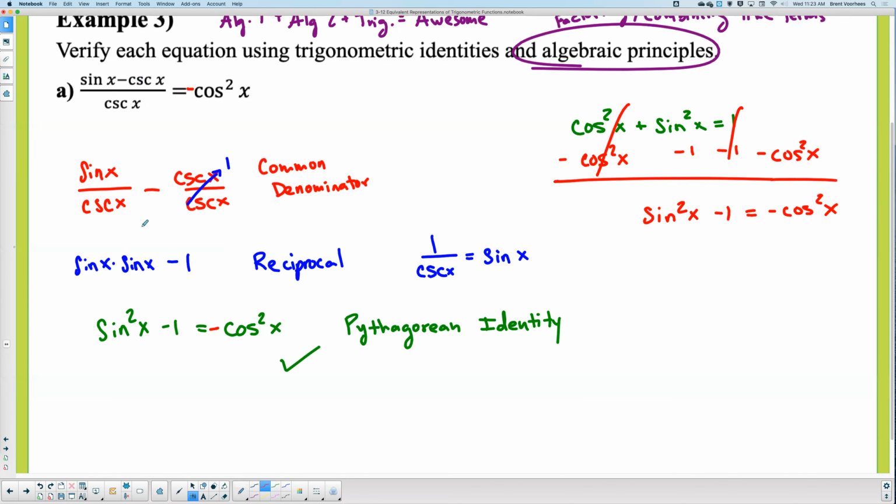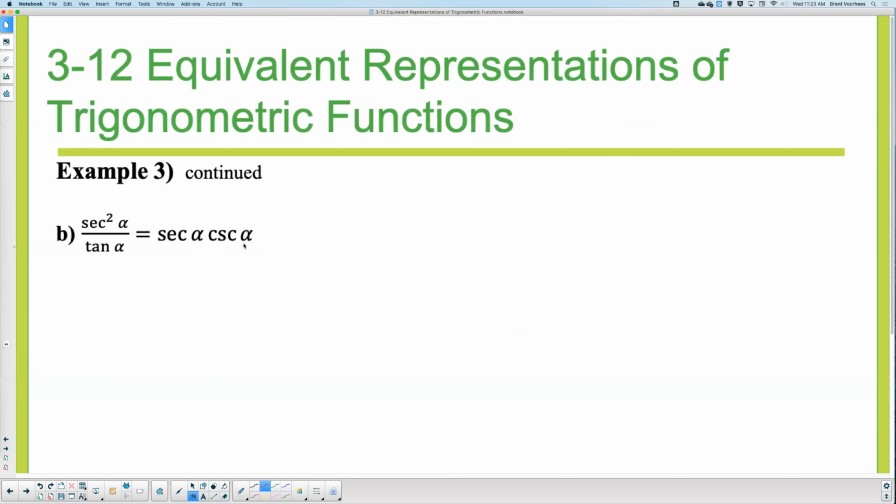What we're doing again today is we're going to be doing some algebra 1, algebra 2 along the way, and some trig identities to simplify an equation. So that was part A. Let's try part B. Now, this round of example 3, what's going to make it different is we're going to use algebraic principles. So that one was the common denominator. That was the algebraic principle. Okay, what about this time?